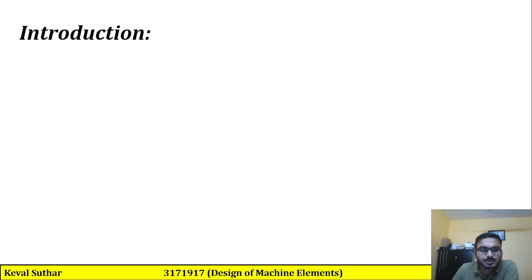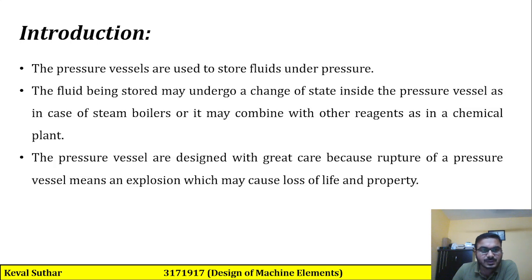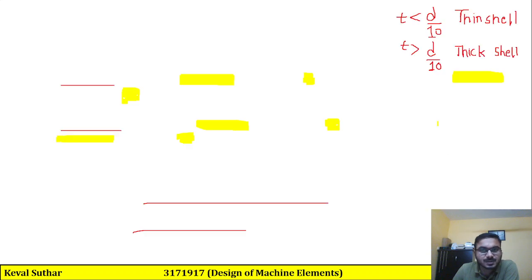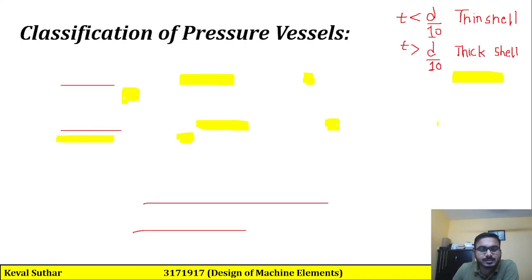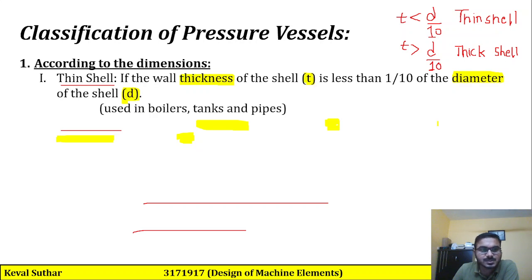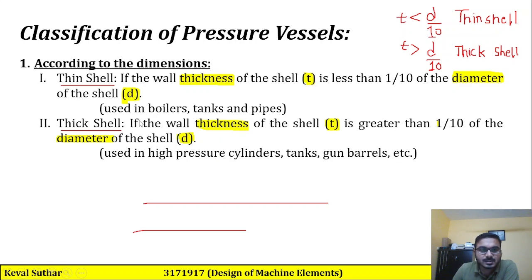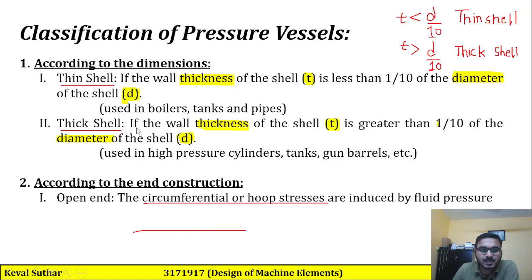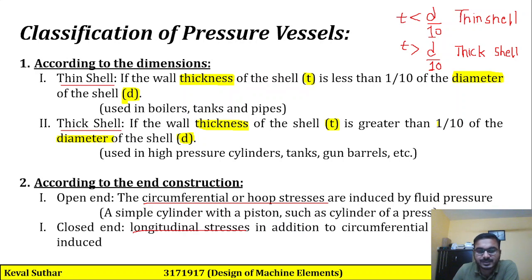So we started with an introduction: what is a pressure vessel and where it is used. Then we discussed the classification of pressure vessels, which is done based on the dimensions. That is, if the thickness is less than 1/10 of the diameter, then it is a thin shell, and otherwise it is a thick shell. And then based on the end construction, it is classified as open end and closed end.